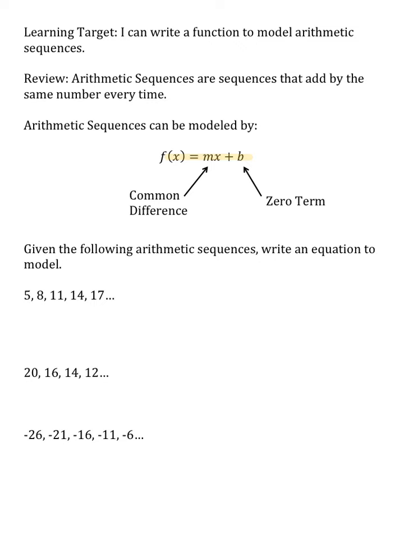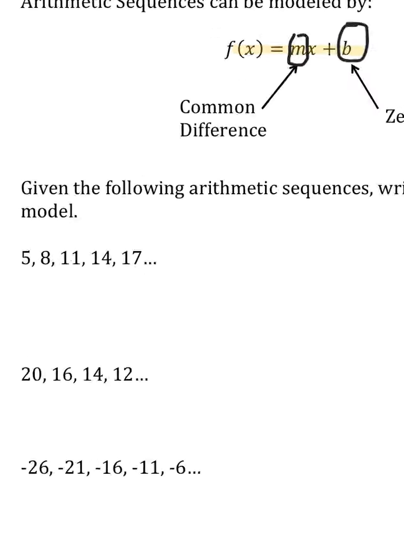When we're modeling an arithmetic sequence in function notation, this m is called our common difference, and this b here is going to be our zero term. So we'll look at our sequence, figure out our common difference and our zero term, and then substitute those numbers into our equation for m and b. So let's try a couple examples. Given the following arithmetic sequences, write an equation to model them.